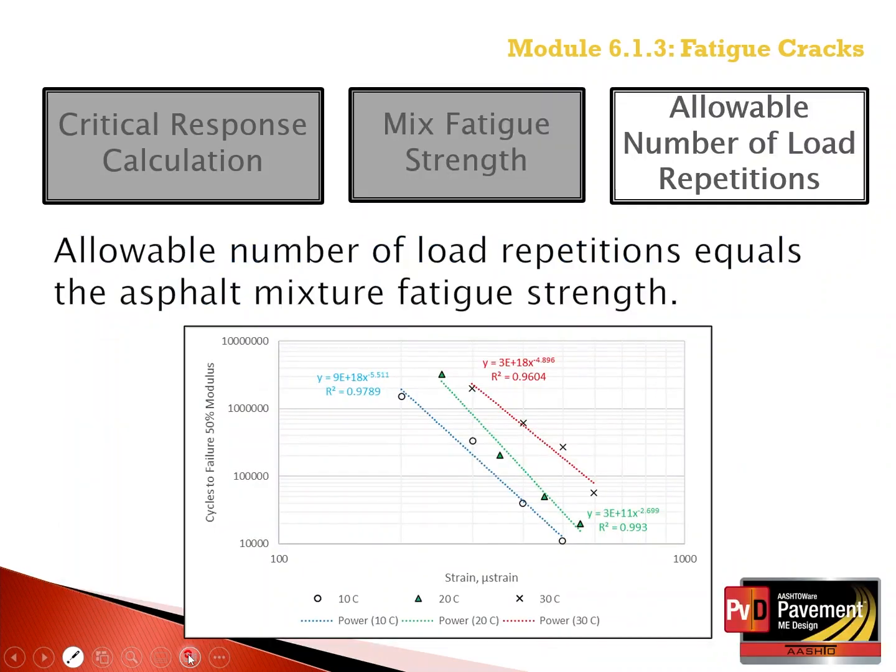In summary, the asphalt mixture fatigue strength measured in the laboratory is simply the allowable number of load applications, which was displayed on the previous slide and shown on this slide. So the mixture fatigue strength is simply the allowable number of load applications for a specific tensile strain level and temperature.